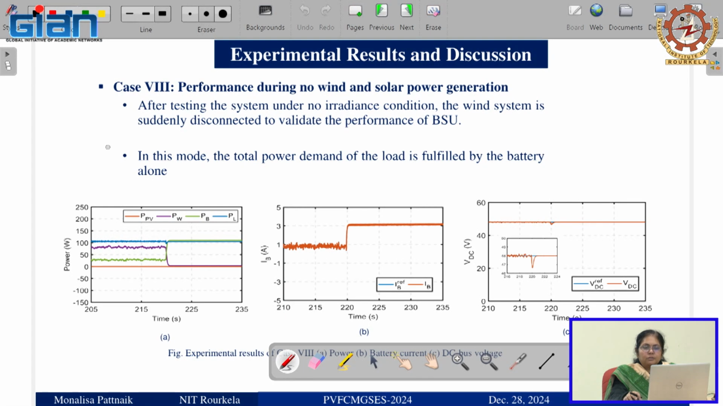The battery sizing is done so that it is capable of handling the load demand. So with this I can conclude my today's session. If you have any question you can ask.